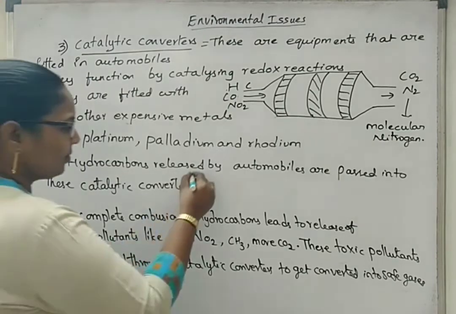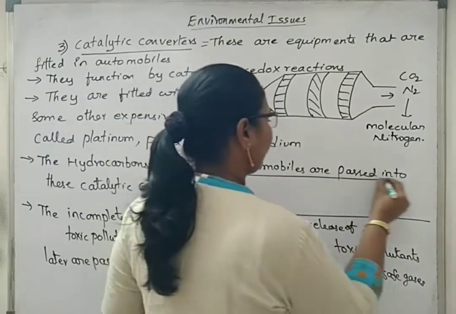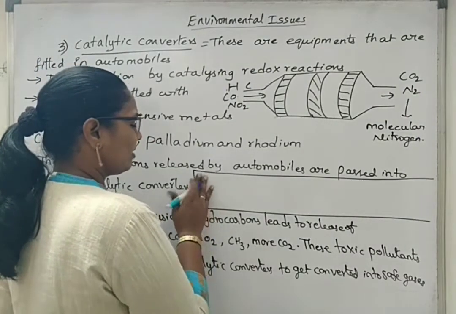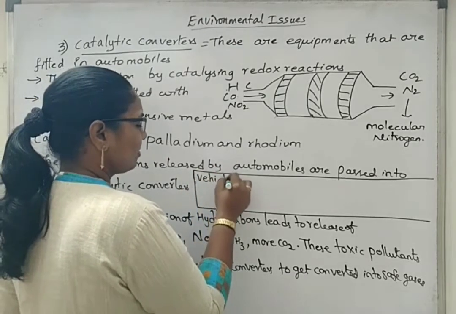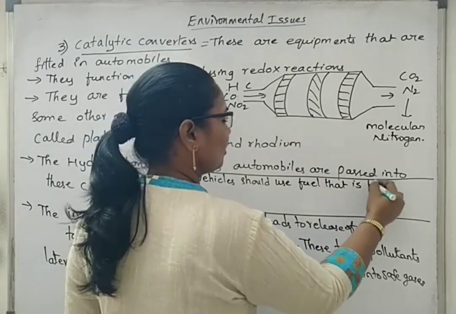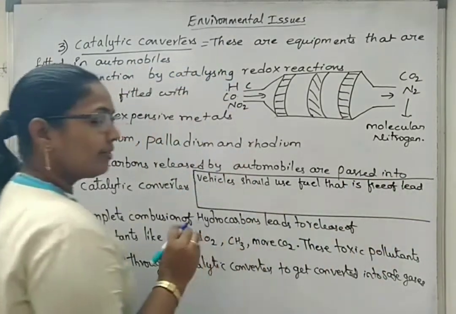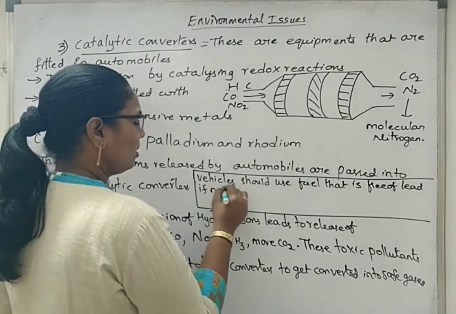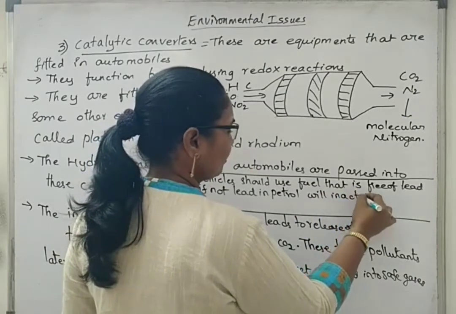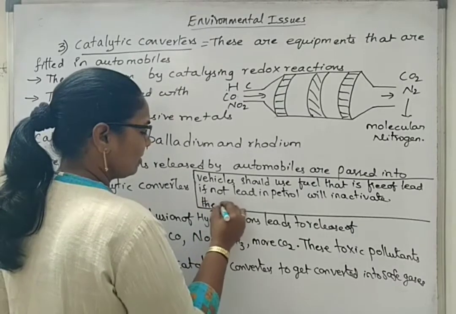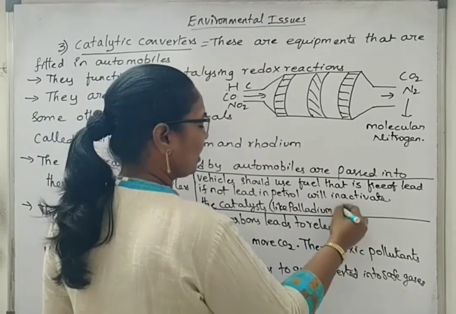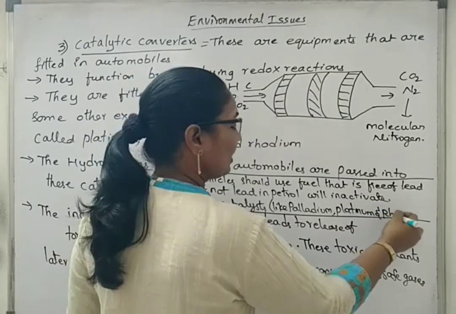We should mention another point also. As we said in the previous video, one of the heavy metals is also included under air pollutants, that is lead. Automobiles or vehicles should use fuel that is free of lead, lead-free petrol or diesel. If not, lead in petrol or fuel will inactivate the catalysts like palladium, platinum, and rhodium in catalytic converters.